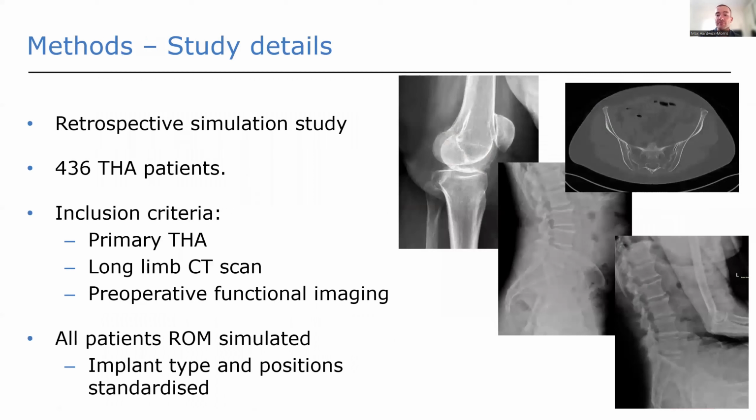This was a retrospective simulation study of over 400 patients undergoing total hip arthroplasty surgery. The inclusion criteria was for patients to have received a long limb CT scan and preoperative functional radiography, including a lateral standing, lateral relaxed seated, and lateral knee X-ray. Range of motion was simulated using our proprietary software that instantaneously calculates bone on bone, component on component, and component on bone impingement. Implant type and positions were standardized for all patients.